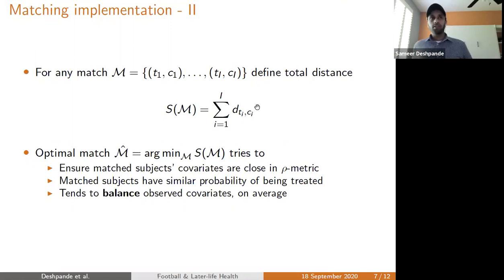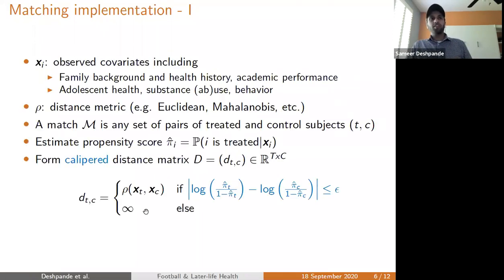And I haven't written it down on the slide, but the constraint in this minimization problem is a little bit tricky, but suffice it to say that we are finding a matching, like a bipartite matching, between the treated subjects and the control subjects that minimizes a notion of distance between the two. So we're trying to find for every treated subject the closest control subject, where closest is measured in this slightly weird metric where the distance could be infinite if their propensity scores are far apart, or it could be equal to the row distance between their covariates.